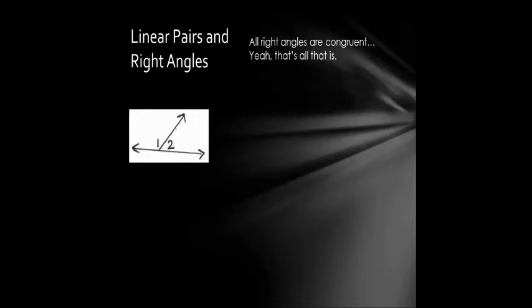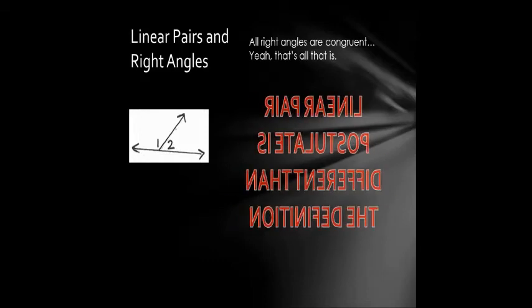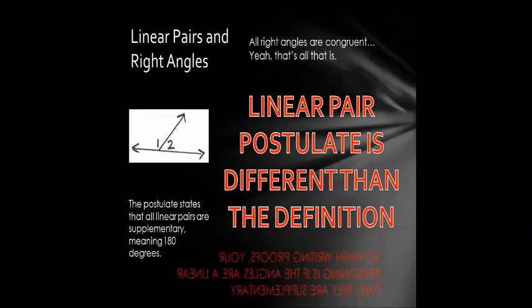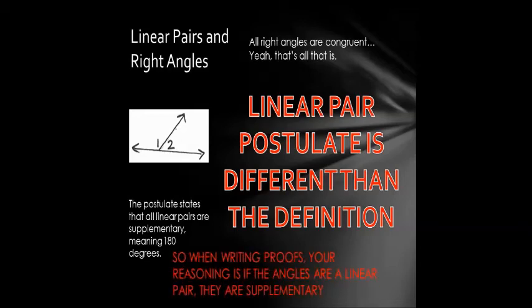Linear pairs and right angles. So all right angles are congruent, and that's pretty much all the right angle theorem is. There's a linear pair again. Let's see, so the linear pair postulate is different than a definition. The postulate states that all linear pairs are supplementary, meaning they're 180 degrees. So when you're writing proofs, you would say that angles 1 and 2 are a linear pair, and they are supplementary, because if they're a linear pair, then they're supplementary, not the definition.